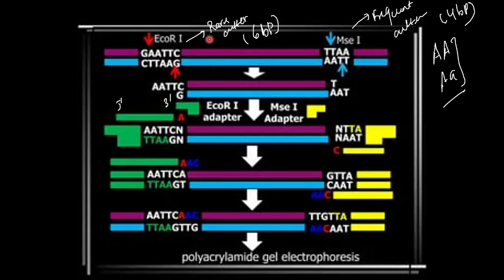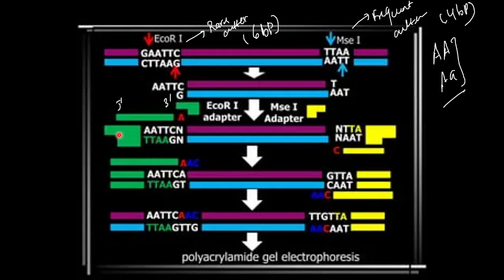For example, EcoRI recognizes the GAATTC site, so you will get overhangs. Here you can see the overhangs of AA. These overhangs need to be filled by the adapter molecule. Similarly, in the case of MseI, you are getting the overhang of AT, so your adapter should have the TA sequence in it. Once this is there, you have the adapter, you have the restriction enzymes, and you have the fragment. Now you know whatever fragment you want to study.